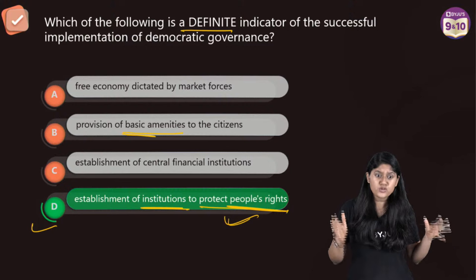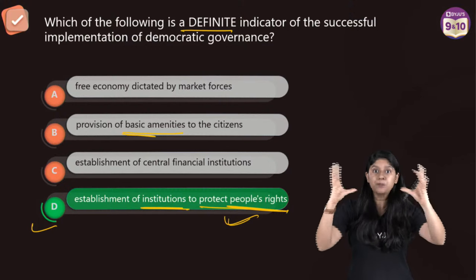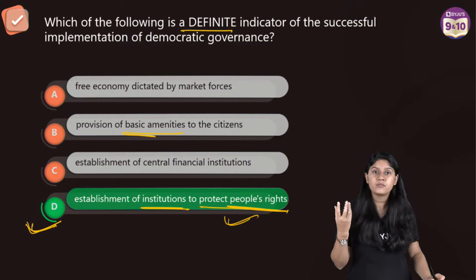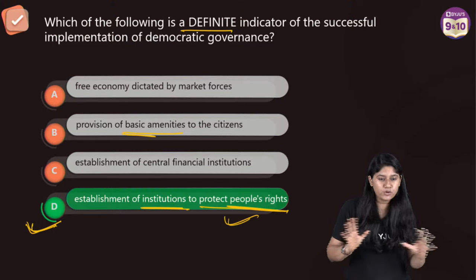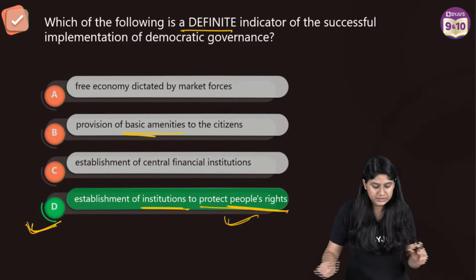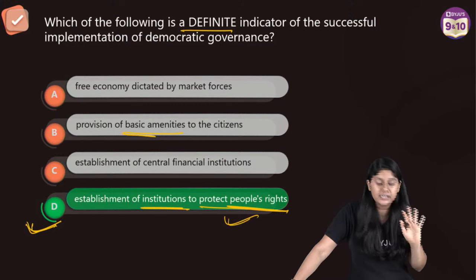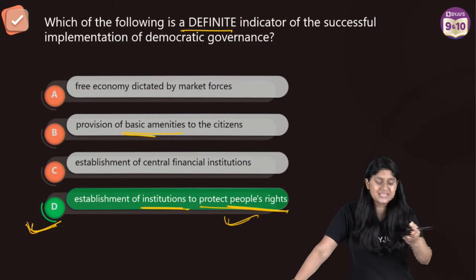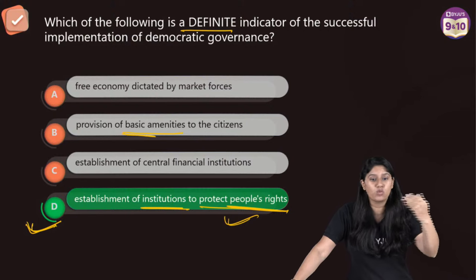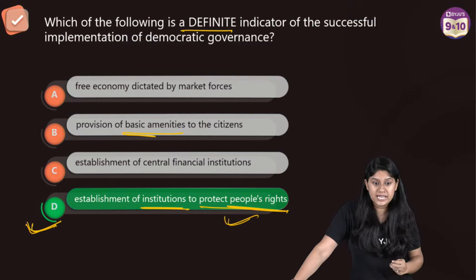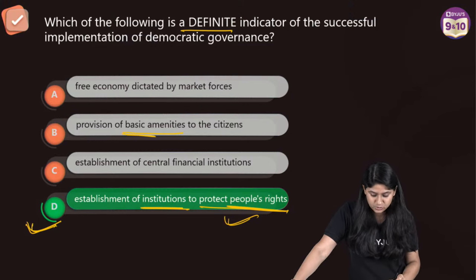So if you look from the democratic government point of view, establishment of an institution to protect the people's rights is the right answer over here. I hope that those of you who had confusion, it's clear now. Everyone, I hope that you're clear with why B is not the correct answer. Provision of basic amenities: what will we have? We'll have washrooms, we'll have clean water. All of these are the basic necessities of the individual. Okay, moving to the next question, everyone.